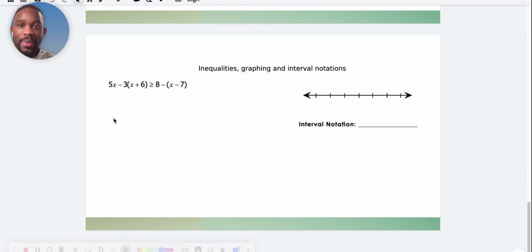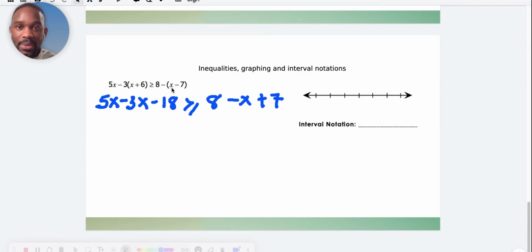Like I said in video 1, every time you see parentheses, the first thing you need to do is distribute, collect like terms, and so on. And we're saying greater or equal to. What that means is square bracket, full dot. But let's first distribute. So we're having our 5x. We're distributing this with a negative 3. So minus 3x minus 18 is greater or equal to 8. We're distributing this negative 1. So 8 minus x plus 7. If negative 1 multiplies with x, we get a negative x. If negative 1 multiplies with negative 7, we get a positive 7.